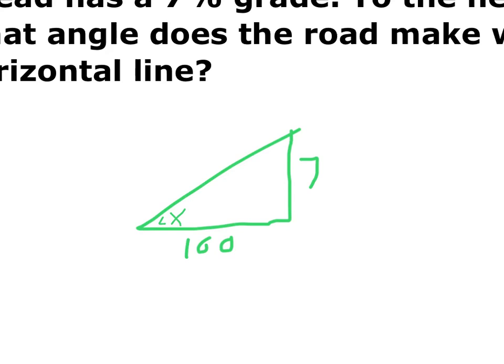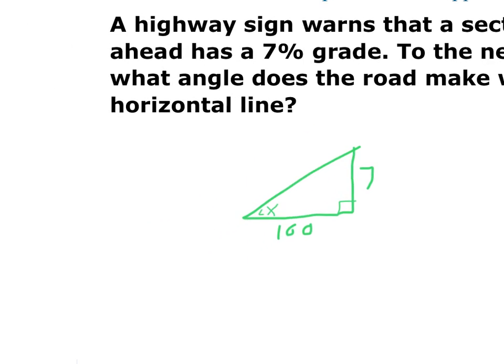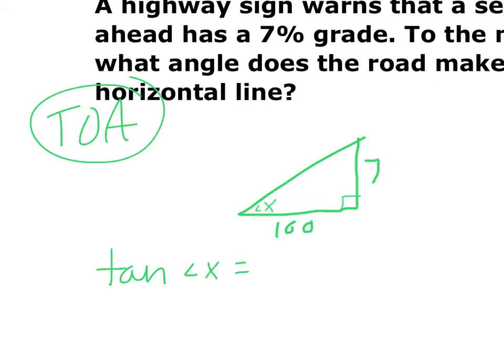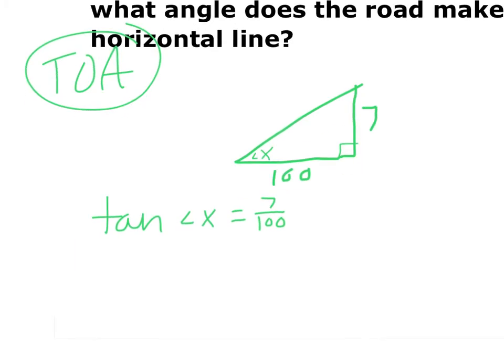So what can we do to find angle X? Casey. Use the tangent because we have the opposite and adjacent. Perfect. We're going to use the tangent because in TOA, we use the opposite and adjacent. So the tangent of angle X is equal to 7 over 100. Perfect. So since we're trying to find the angle, we're going to use the tan -1. So we do tan -1 of 7 over 100.